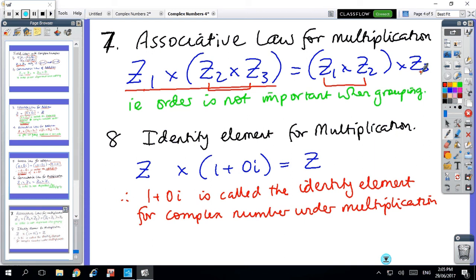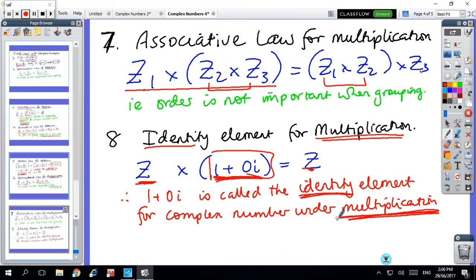The next one is the identity element for multiplying, and if I multiply z by 1, I get z. So to turn this into a complex number, I say 1 plus 0i. So z times 1 is z. So this complex number 1 plus 0i is called the identity element under multiplication. So 0 plus 0i is the identity for adding, and 1 plus 0i is the identity for multiplying.